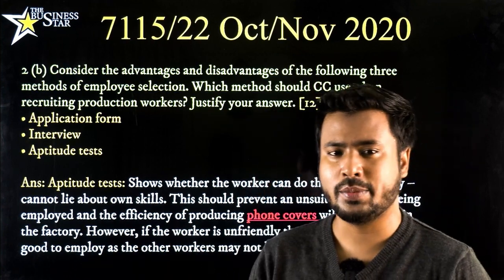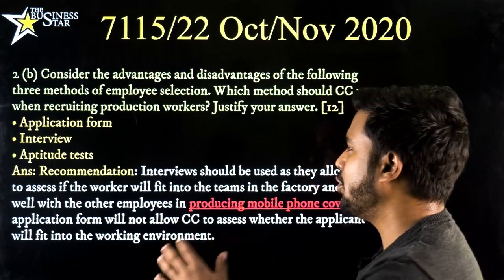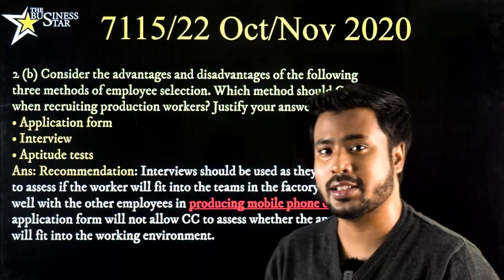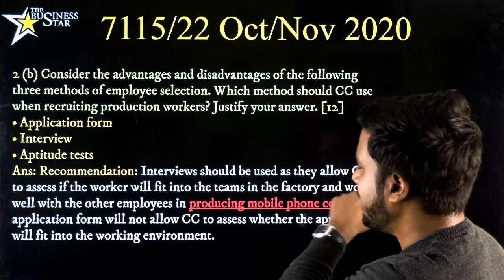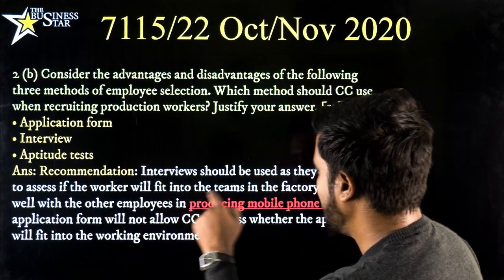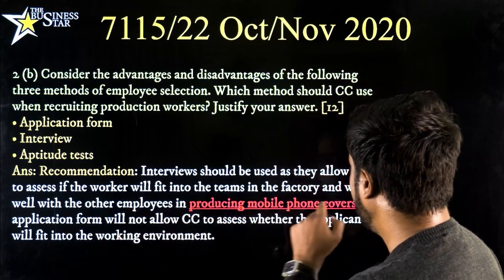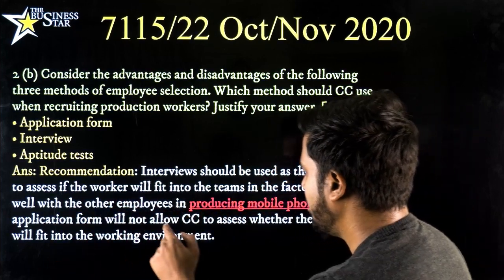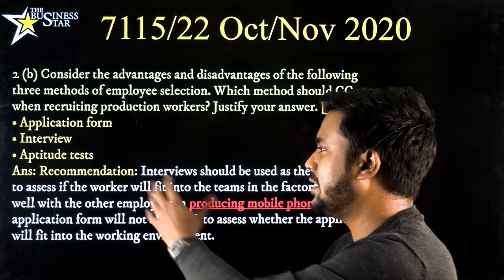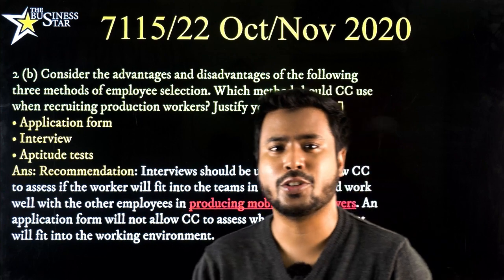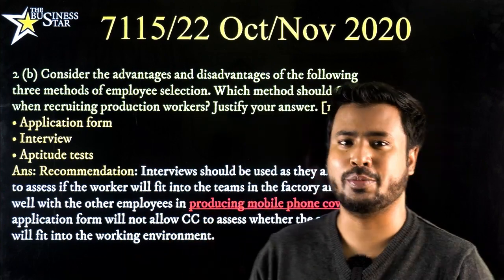So let's talk about the final part, which is the recommendation. Moving on to the recommendation part, here we have to choose one option and we also have to discuss why we are rejecting the other options. Okay? So interviews should be used as they allow CC to assess if the worker will fit into the teams in the factory and work well with the other employees in producing mobile phone covers. An application form will not allow CC to assess whether the applicant will fit into the working environment or not. Same with the aptitude test, because it is also very time consuming to carry out this test. So this is basically the recommendation, and question number 2B is done.